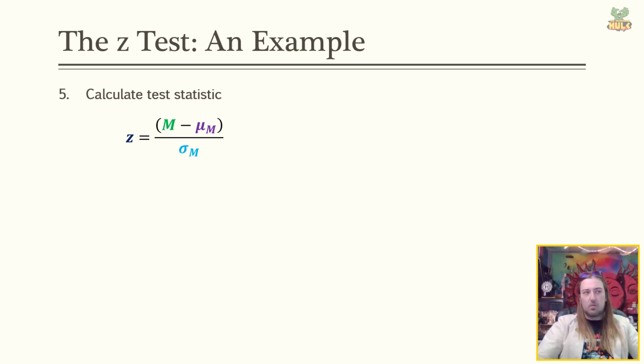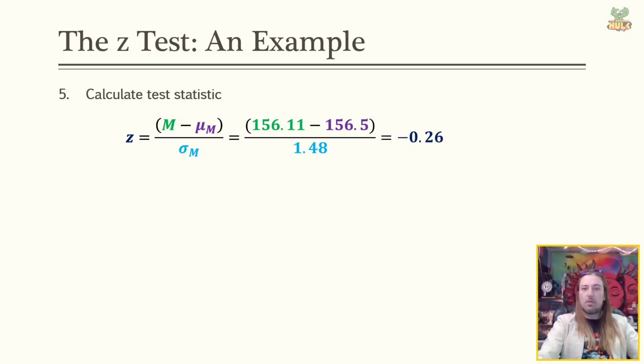This is our formula. We've already calculated standard error in a previous step. We already know sample mean and population mean. We plug all of that in. Probably not going to be a very big difference because you can see how small the difference is between the sample mean and population mean. But what's our z statistic? Negative 0.26. We are below the population mean, so we have a negative z statistic.